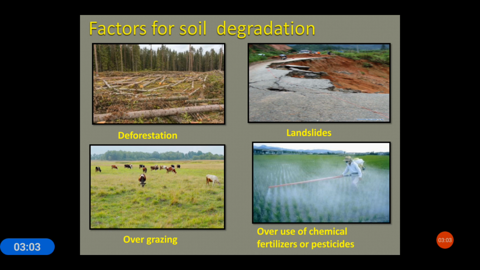Factors for soil degradation. Students, soil erosion and depletion are the major threats to the soil as a resource. But both human and natural factors can lead to degradation of soils. So let's see. First one, deforestation, cutting down of trees from the forest. Second, landslides, about which we have discussed in the previous video. Third one, overgrazing by the cattle. Fourth one, overuse of chemical fertilizers and pesticides on the soil can affect the fertility of soil.